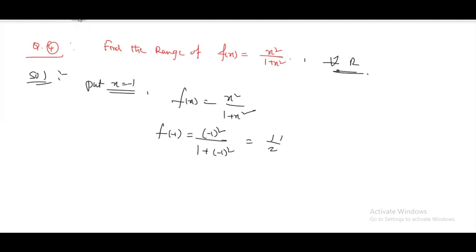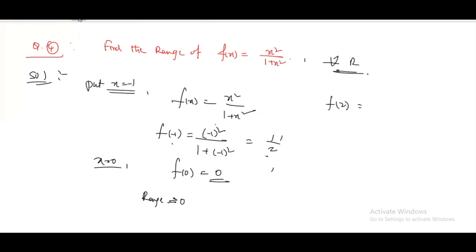If I substitute x is equal to 0, f of 0 will be 0. If I substitute -1, it is 1 by 2. If I substitute +1, it is 1 by 2. If I substitute -2, also it is positive. Means the range is, the minimum output is 0 and the remaining are greater than 0. But you'll never get it as 1. Check for whatever values you want.